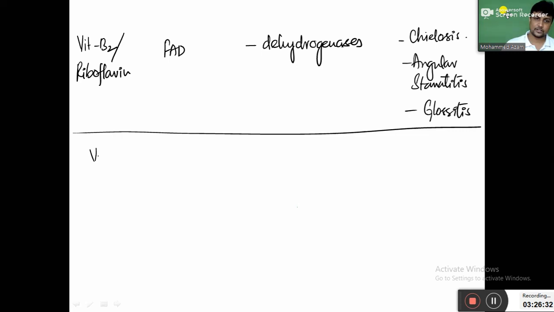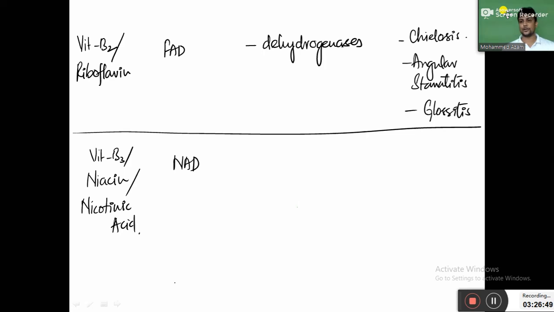Now welcome to the third one, sir. Vitamin B3. Vitamin B3 is known as niacin. It is going to form which coenzyme? Nicotinamide adenine dinucleotide. Then which enzymes require this one? Dehydrogenases. Almost every oxidation reaction, NAD will be accepting.